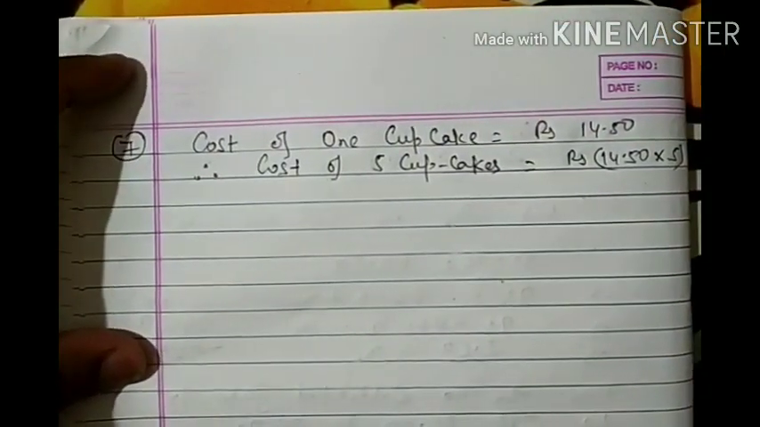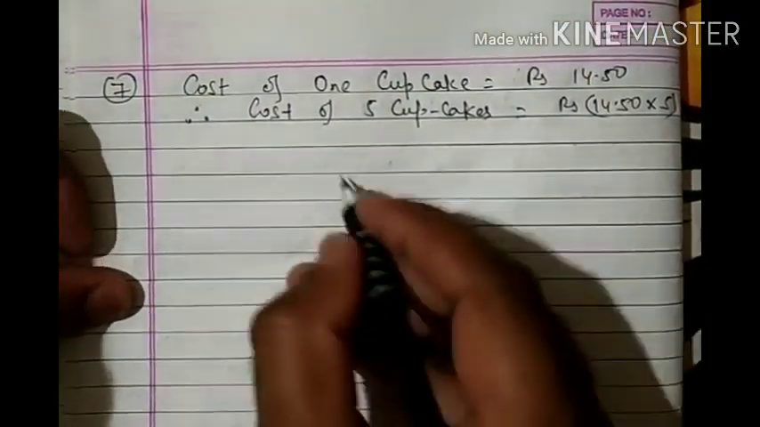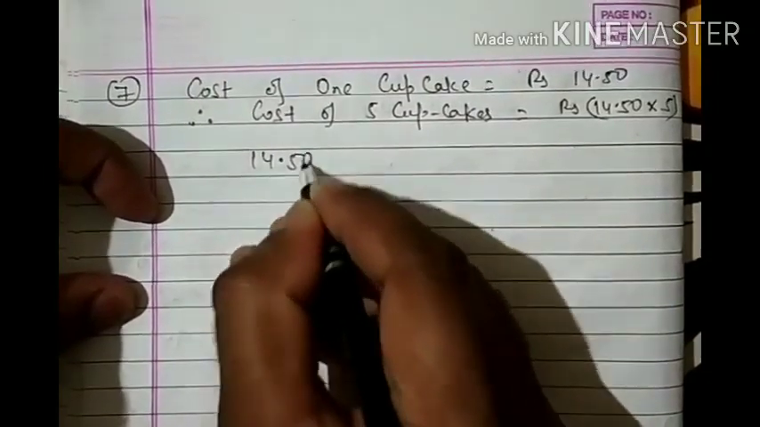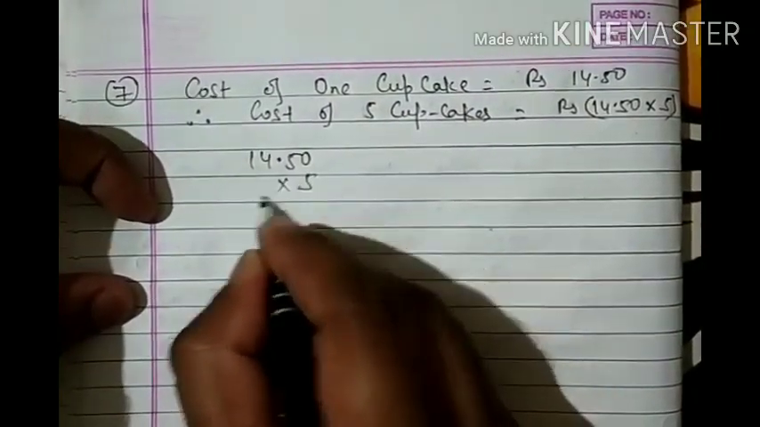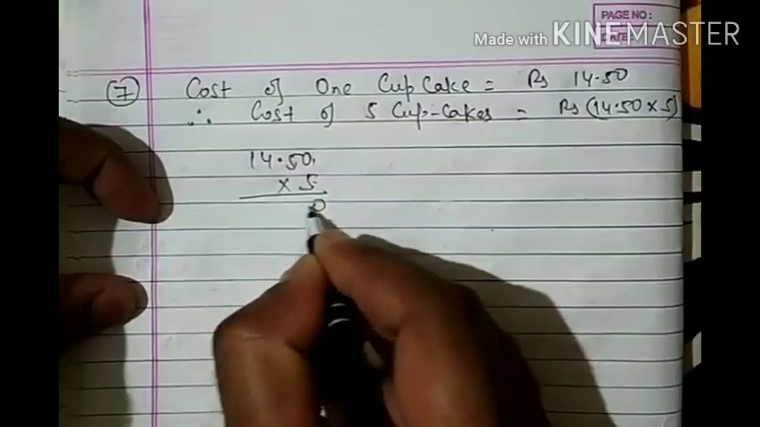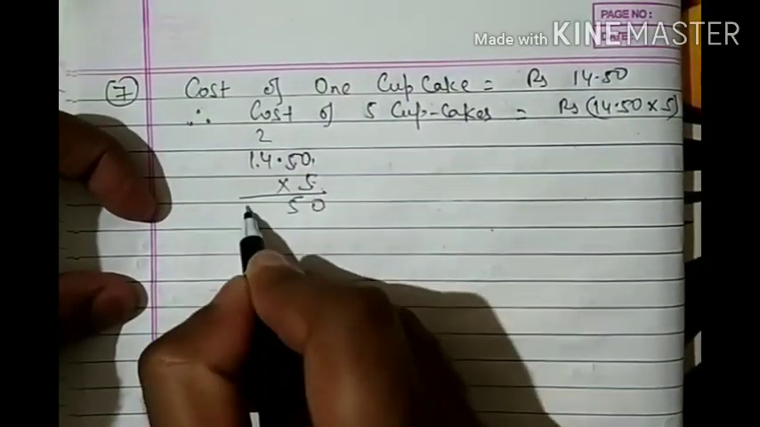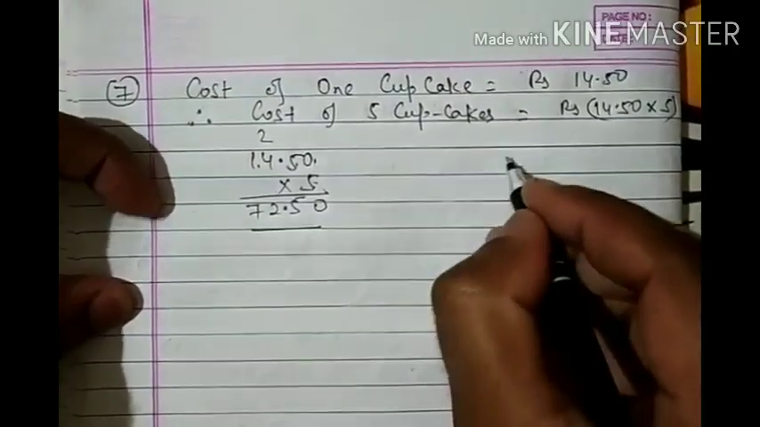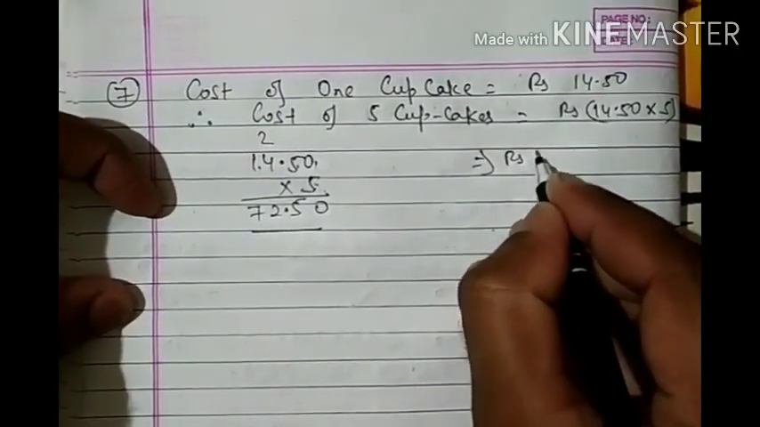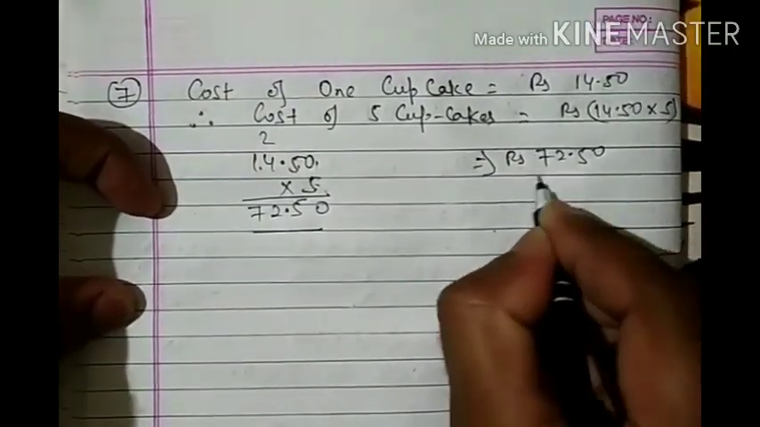Simply, you all can solve it. 14.50 multiplied by 5. 5 zeros are 0, 5 5s are 25, 5 carry 2. 14 5s are 70 and 2 is 72.50. So what is the cost of 5 cupcakes? Rupees 72.50.